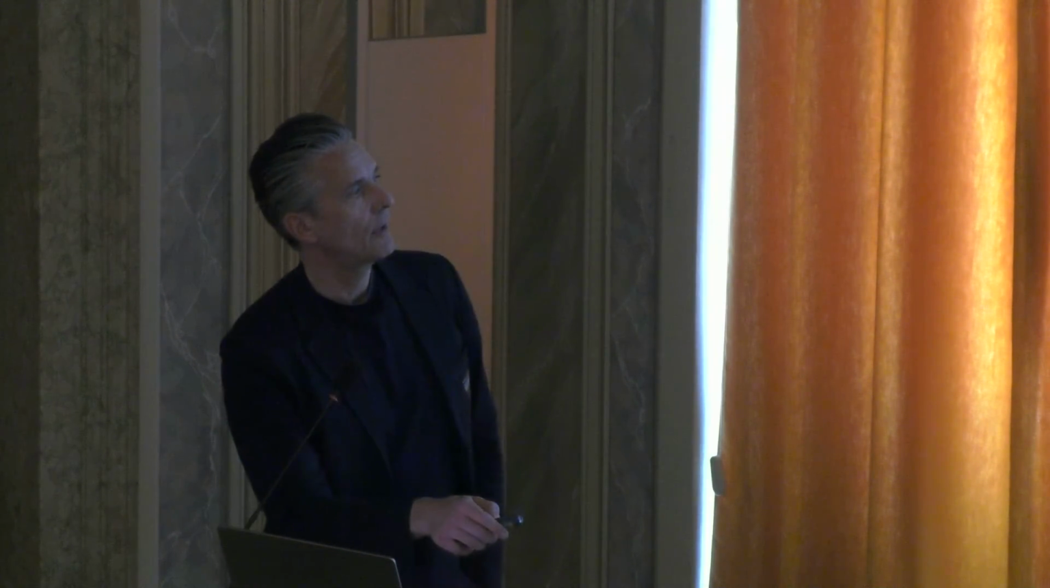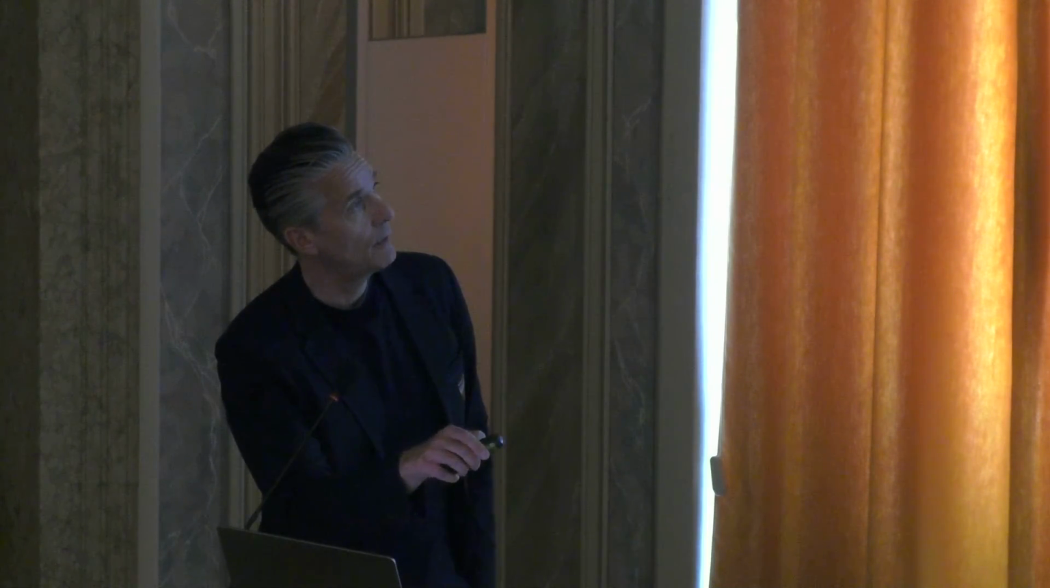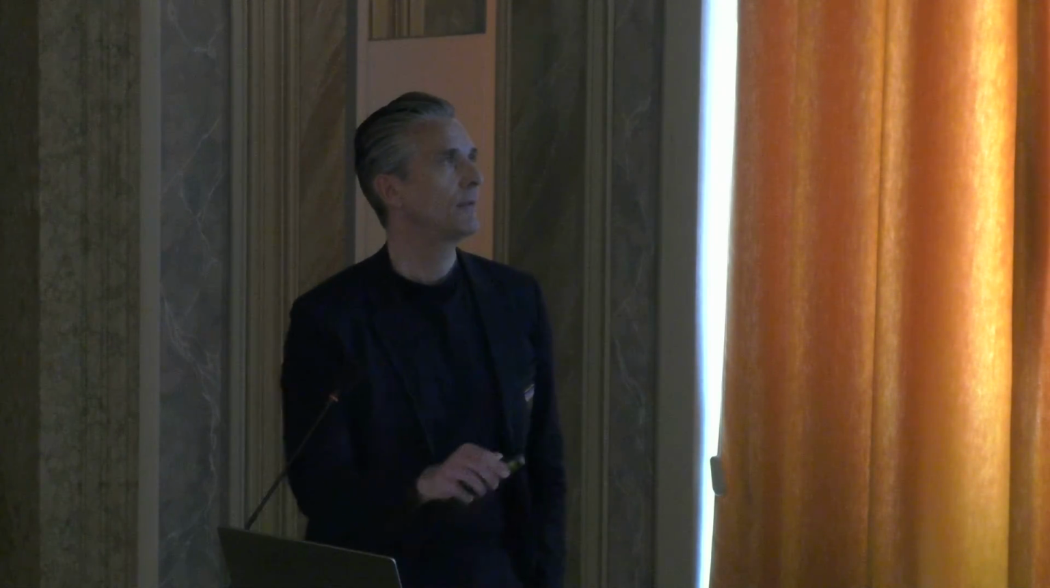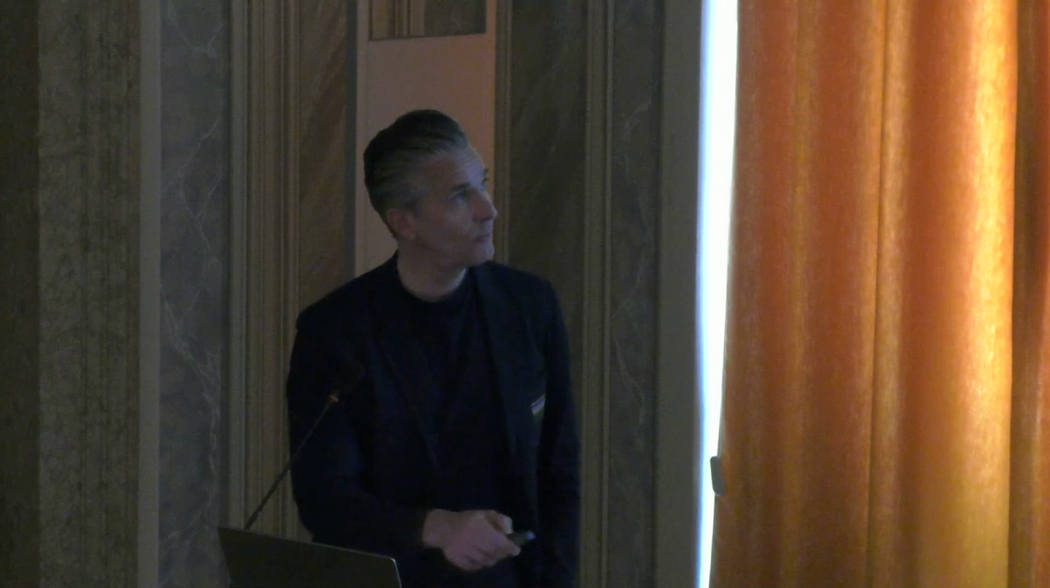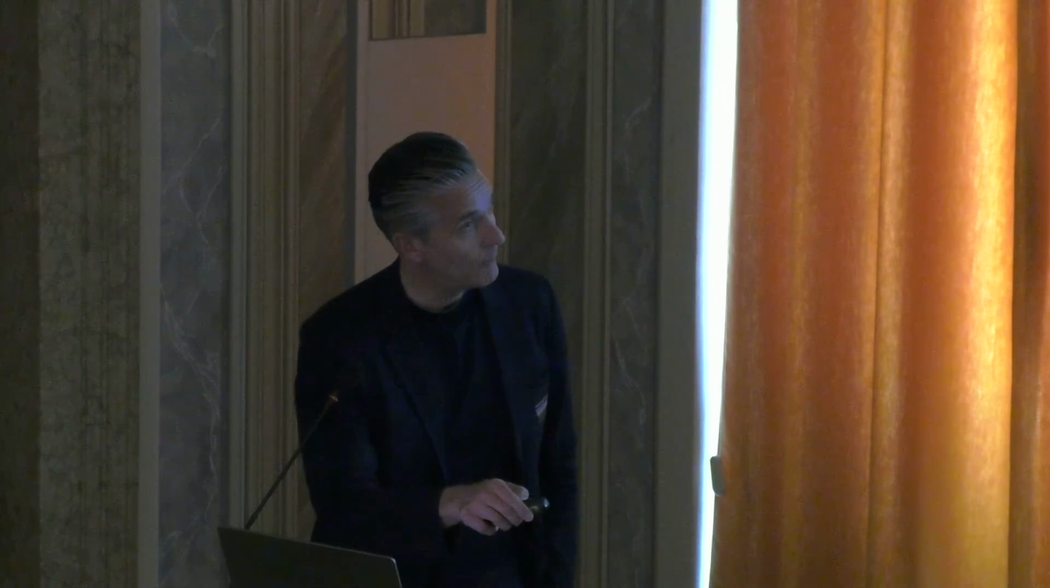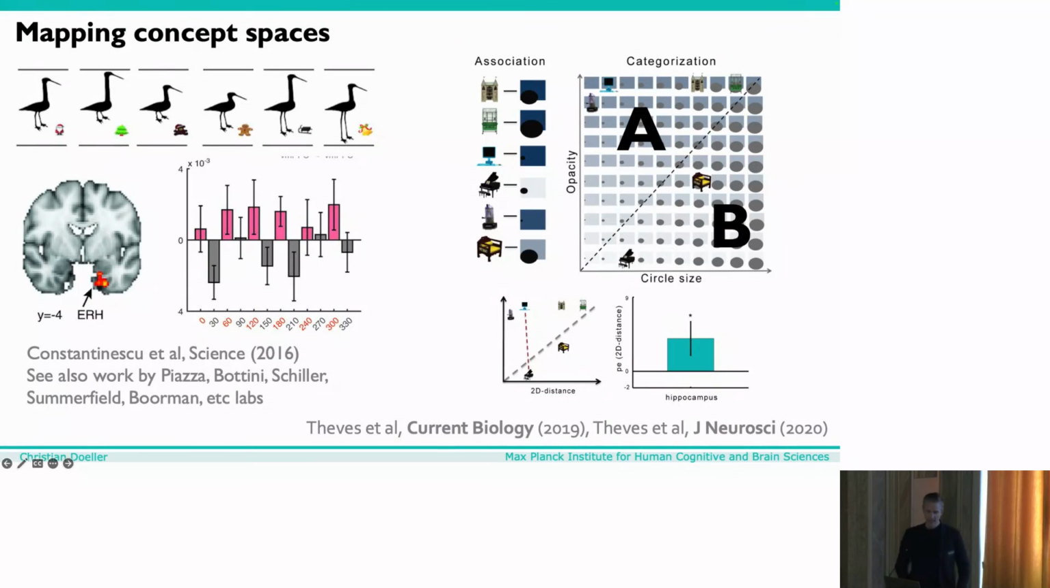We used, in studies done by Stephanie Teves in our lab, for instance, circle size and opacity. In the original Behrens studies it was a pure feature space. We use a categorization task, so people have to learn concepts. They associate category A with all those feature combinations over here and category B over here. What we and others see is that the hippocampus and the entorhinal cortex seem to be sensitive to the two-dimensional nature of the task. And you're absolutely right, that's what the experimenter gives to participants.